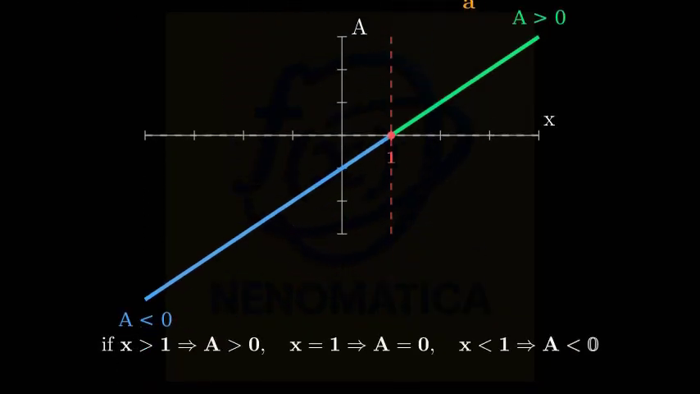Summarizing, if x is greater than 1, a is positive. If x equals 1, a is 0. If x is less than 1, a is negative.